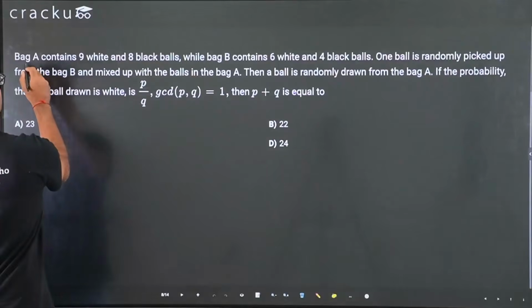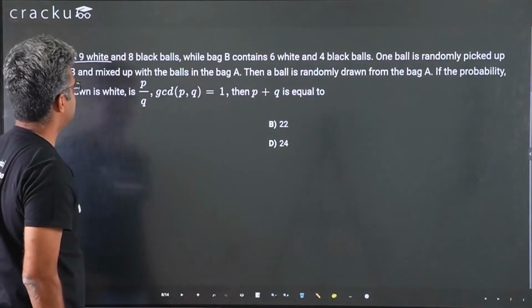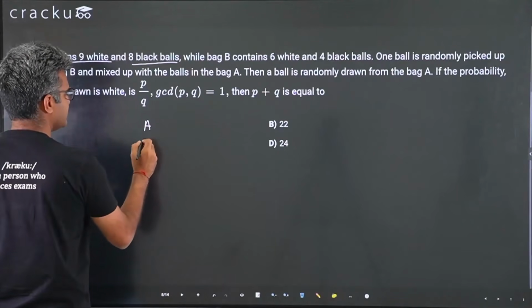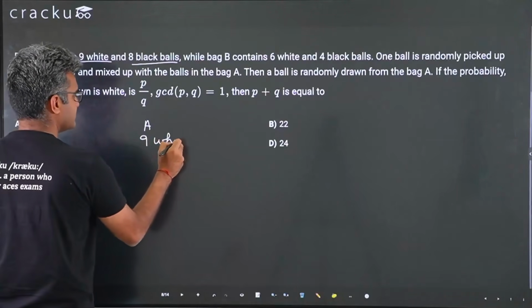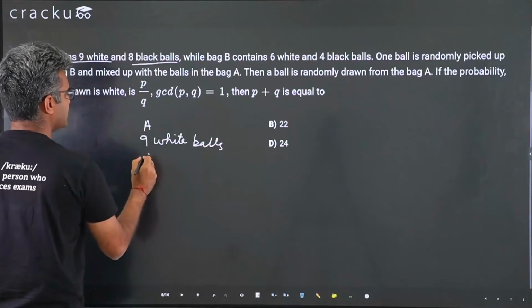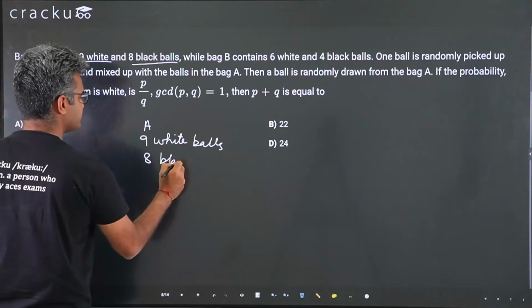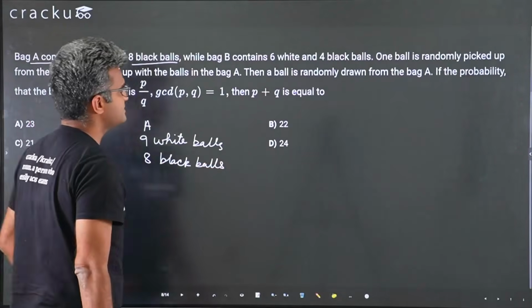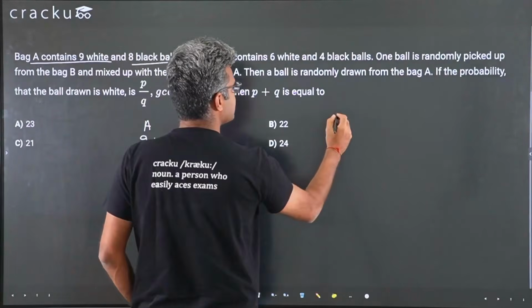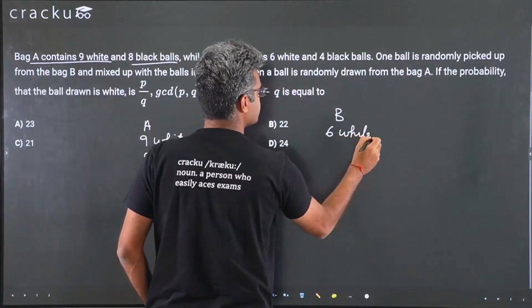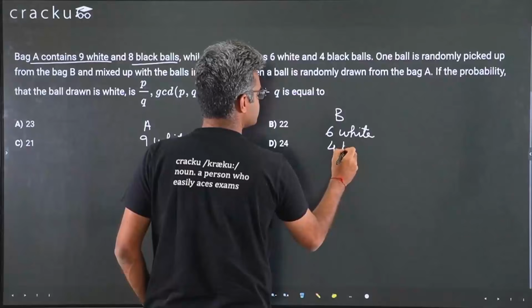In this question, we are told that there is a bag which contains 9 white balls and 8 black balls. So we have A, which has 9 white balls and 8 black balls. Similarly, we have a bag B. This consists of 6 white balls and 4 black balls.